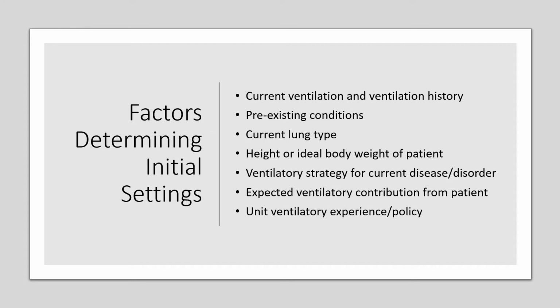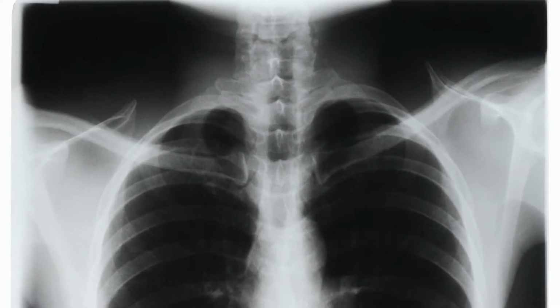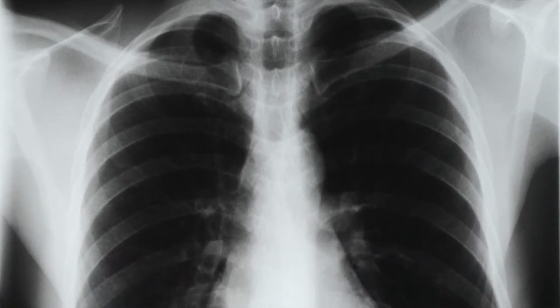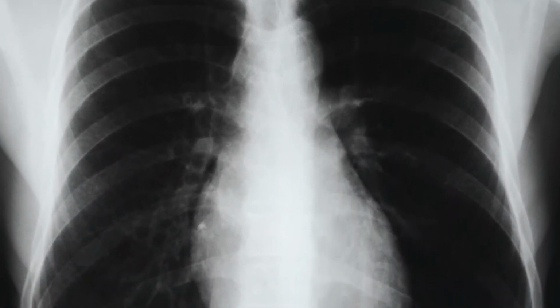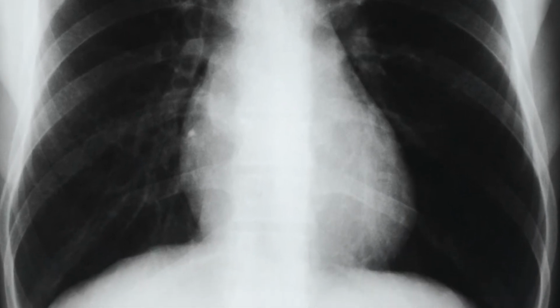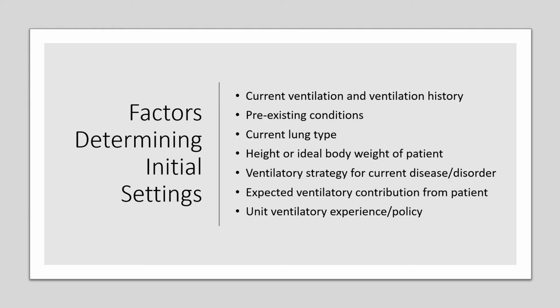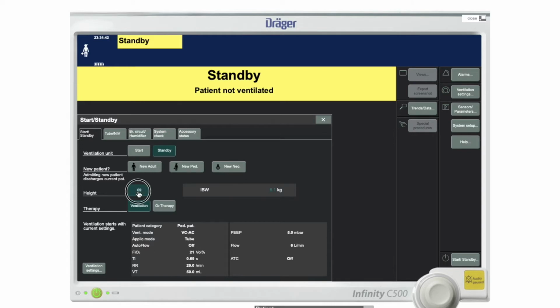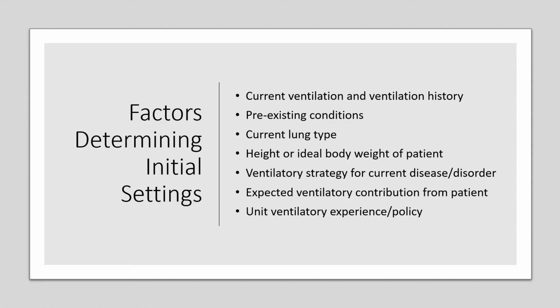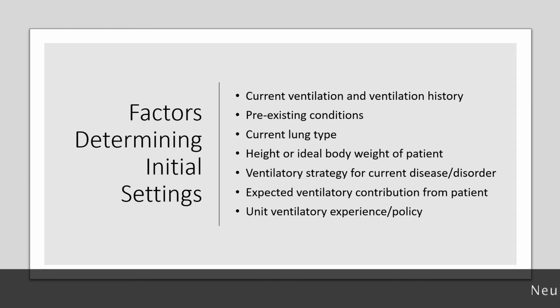The current lung type obviously is important, so whether it's normal lungs, small and white lung, large and black lung, that will determine how you decide to set the ventilator up in the first place, and we've talked about that already. And obviously the height and or ideal body weight of the patient will also determine how much ventilation they get, because we're going to try and set up tidal volumes in mils per kilo, whether you use pressure or volume. You also need to consider, is there a ventilatory strategy you're going to use for this current patient or for this current disease disorder?